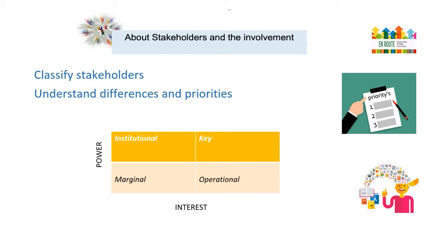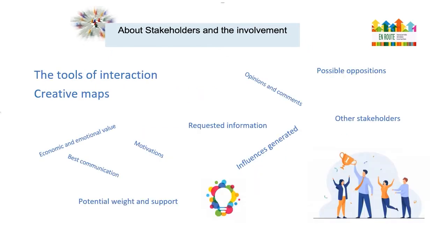Institutional stakeholder, low interest, high power. They participate indirectly in the project, but exercising a control and/or a support function. Operational stakeholder, high interest, low power. They are involved in a significant way, with little influence on decisions. Key stakeholder, high interest, high power, personally interested in the results of the project with a strong power to intervene in decisions.